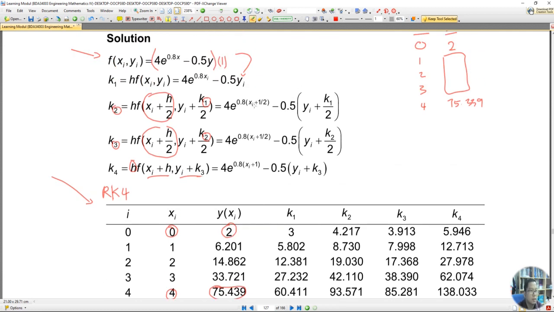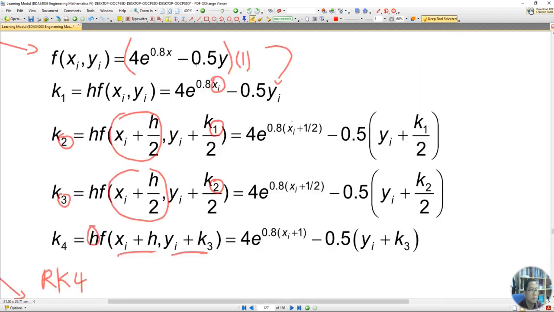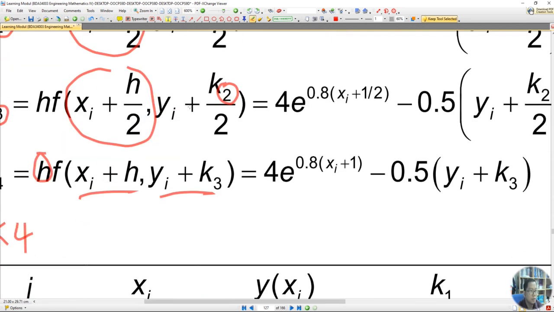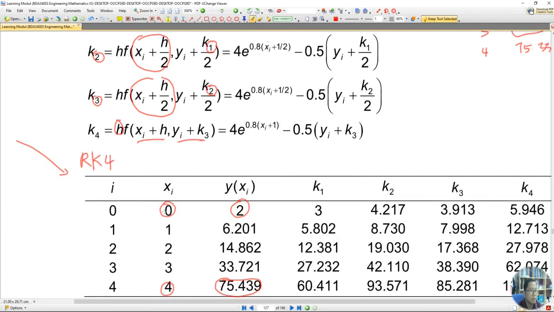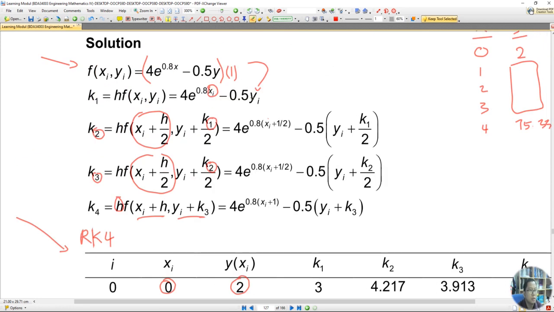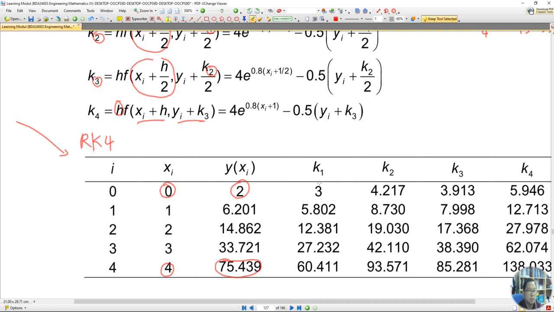So you guys know e power of 0.8x. In this case x is 0, so you put this one: e power of 0.8 multiplied by x, which is 0, minus 0.5y. Y is 2. So you will get this number, 3.0.